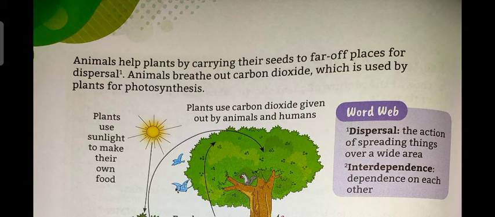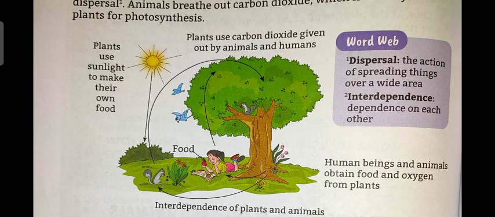Animals also help the trees spread their seeds in far off places, and that is called dispersal. And animals breathe out carbon dioxide, that is essential for plants to make their own food.